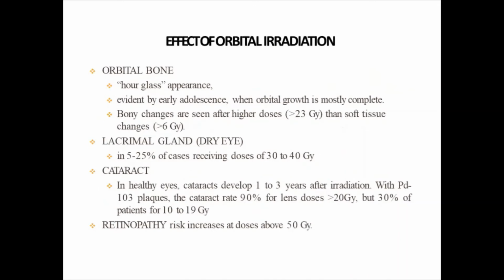So the effect of orbital irradiation. On orbital bone, we can see an hourglass appearance. It is evident by early adolescence when orbital growth is mostly complete. Bone changes are seen after higher doses of more than 23 gray, and soft tissue changes can be seen with doses more than 6 gray. There can be dry eye in 5 to 25% of cases receiving a dose of 30 to 40 gray. There can be cataract in healthy eyes, developing 1 to 3 years after irradiation, and there can be retinopathy risk that increases at doses above 50 gray.